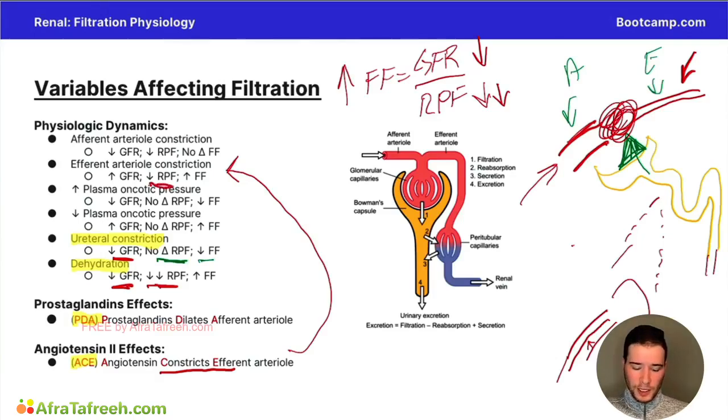This overall is going to decrease renal plasma flow. Why again? Because there's an outlet obstruction. It's easy for the blood to get in here, but it's hard for it to get out on this side because it's constricted. And finally, this is going to increase filtration fraction overall.